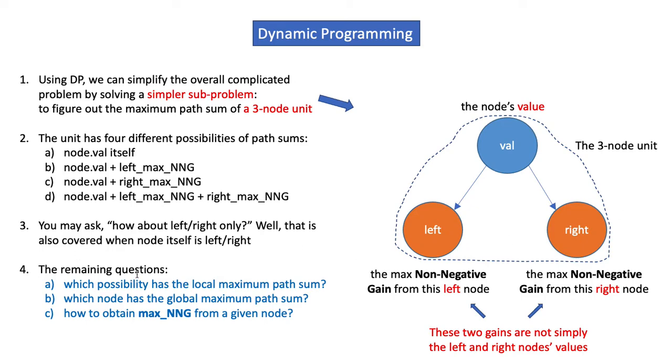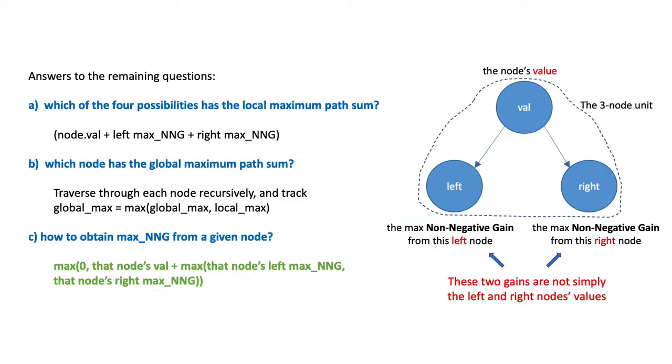The remaining questions include: 1. Which of these 4 possibilities has a local maximum path sum? 2. Which node gives us the global maximum path sum? 3. How to obtain this maximum non-negative gain from a given node? Here are the answers to the remaining questions.